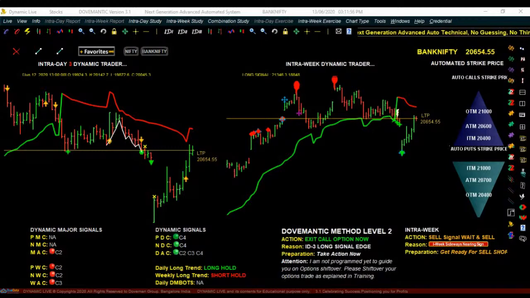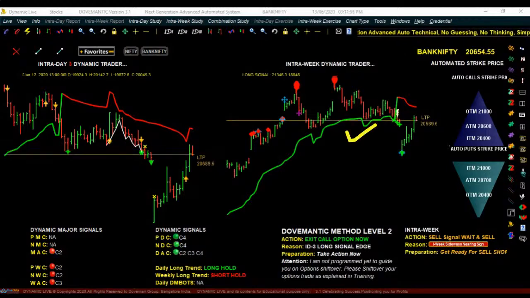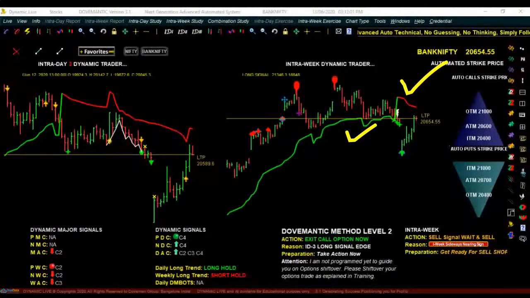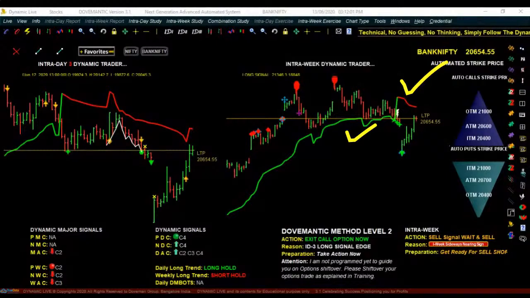One is the long signal has a character. It can change its color from green to red or red to green. Whenever it turns red, it is telling you that the trend is down. Whenever it turns green, it is telling you that the trend is up. By looking at the color of the long signal, you'll be able to understand it.